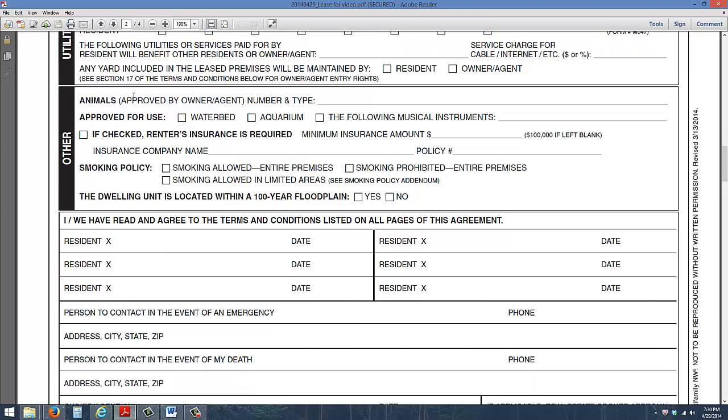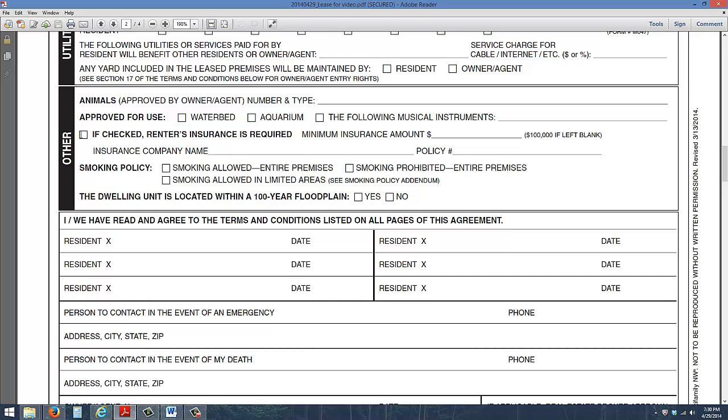Over here we talk about animals. So in this case, if you have an approved pet for the property, then we would list that information here as well as on a separate addendum. Over here are other items that have been approved for use, meaning you've already asked permission and gotten approval. This is a waterbed, aquarium, or musical instruments.